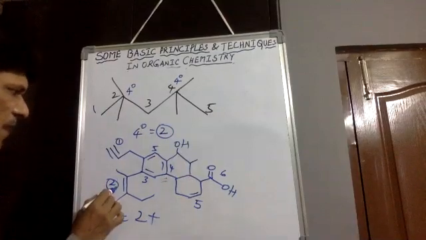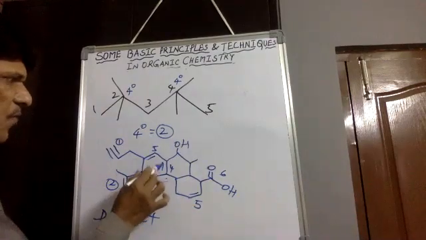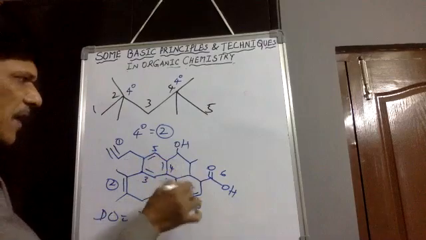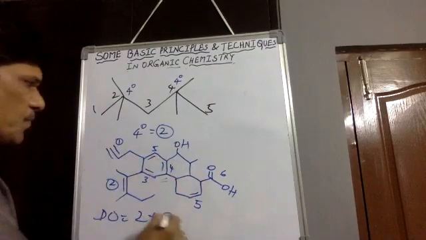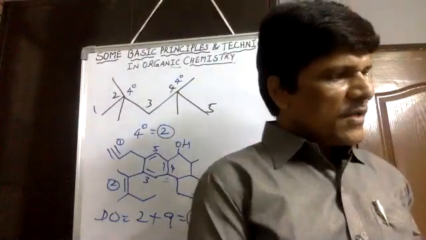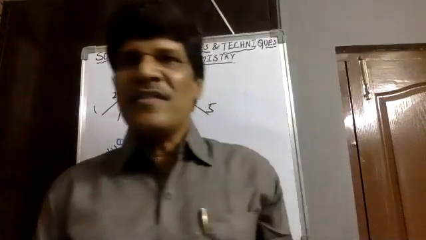Therefore, this is 1, 2, 3, 4, 5, 6. Cyclic, 7, 8, 9. Then 9 plus 2, that gives 11. Double bond equivalents, you have to make it as 11, but they gave the answer as B. B is not correct, D is the correct answer.